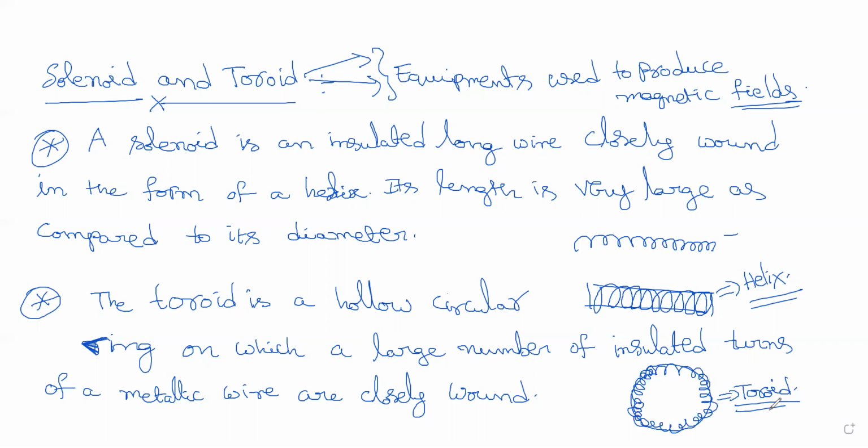The toroid is a hollow circular ring on which a large number of insulated turns of metallic wire are wound. What is insulated wire? Normally, when you buy wire outside, you get it along with the insulation, right? That's what insulated wire is. So you wind that insulated wire around this circular ring. That's what a toroid means. Okay, clear?